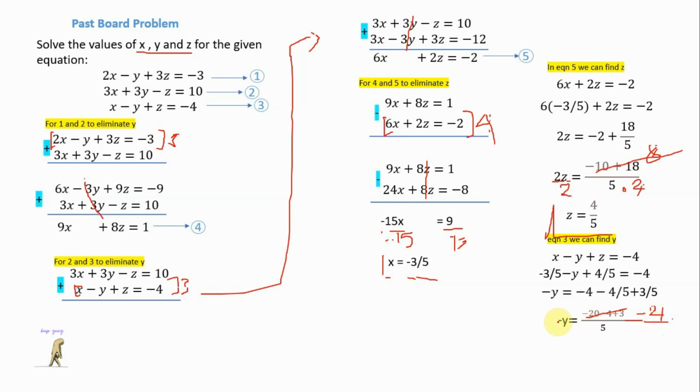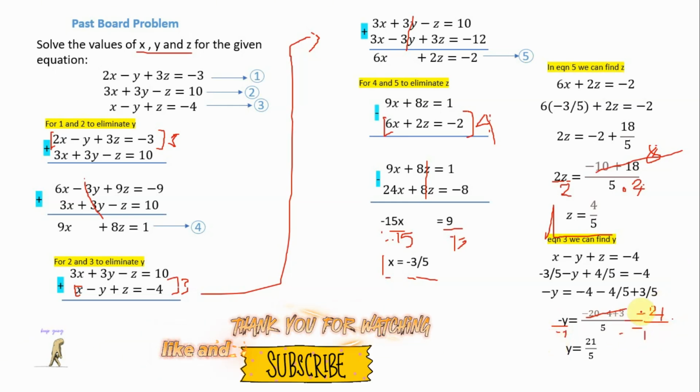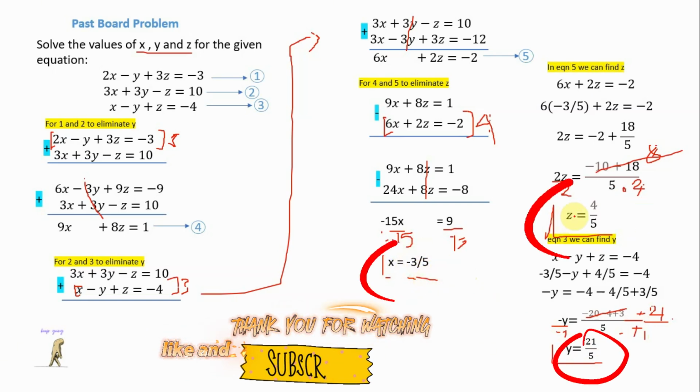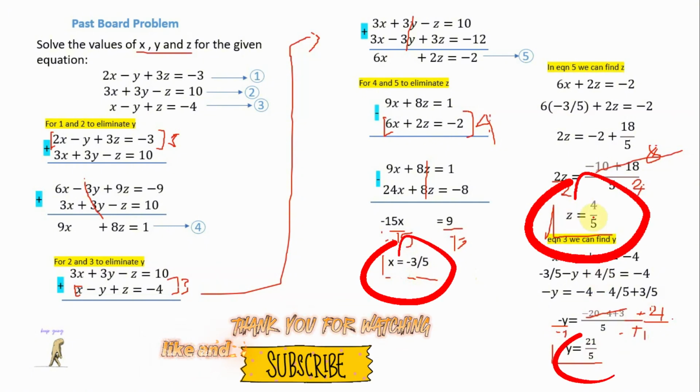As we can see, we have a negative sign here. We just need to divide them both by negative 1. And this is also negative 1. And we know it can be cancelled out. And it becomes 21 over 5. It is positive. So it means we have our answer. The value of our x is negative 3 over 5. The value of our y is 21 over 5. And the value of our z is 4 over 5. So that's it.